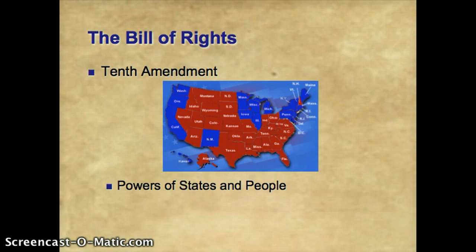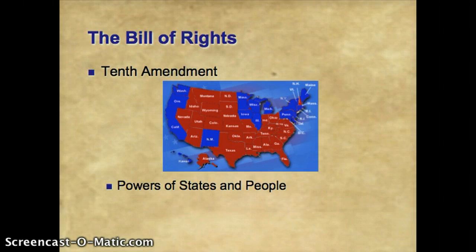And the 10th Amendment is the catch-all for the states. It says basically that if a power is not listed specifically in the Constitution as something that the federal government gets to do, then it belongs to the states and to the people.